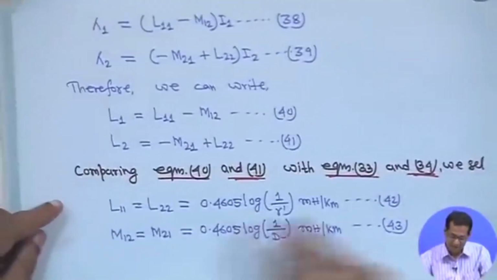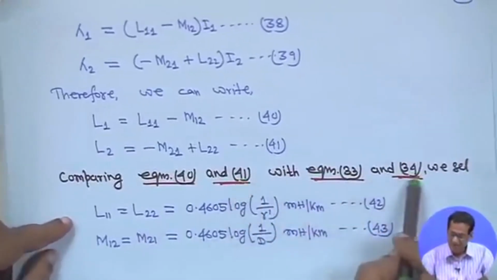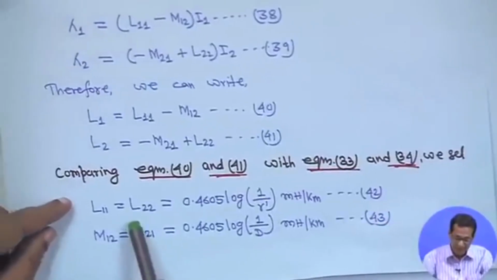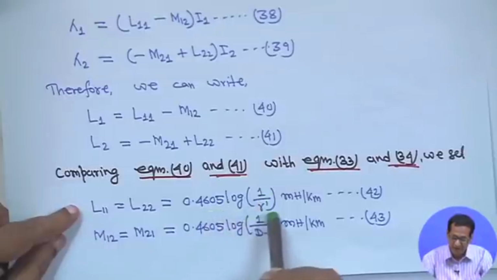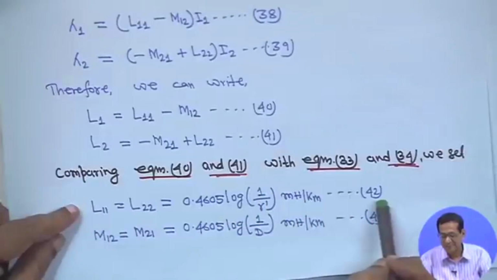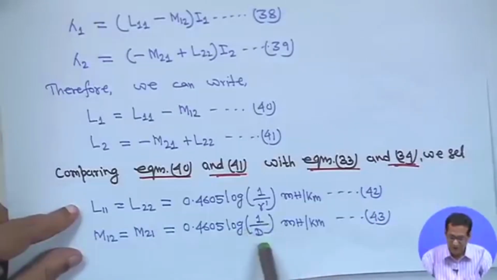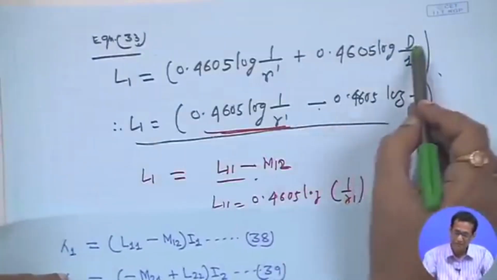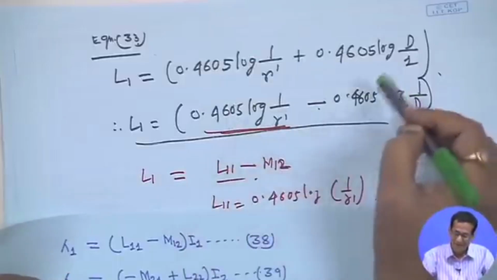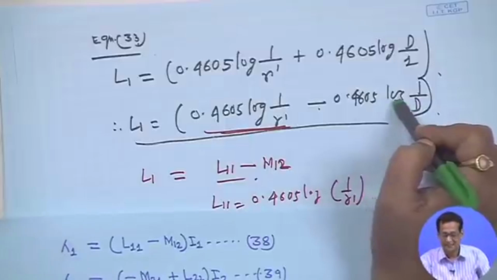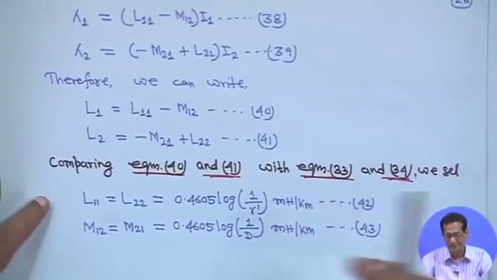Similarly for L2, L22 also, both are the same. When you compare 41 and 34 it will remain the same. Therefore, L11 is equal to L22, actually this is 0.4605 log 1 upon r dash millihenry per kilometer, this is equation 42, and M12 and M21 are the same, 0.4605 log 1 upon d millihenry per kilometer. So, this was d by 1, taking minus here making log 1 upon d. So, this is actually L11 and this is actually M12.